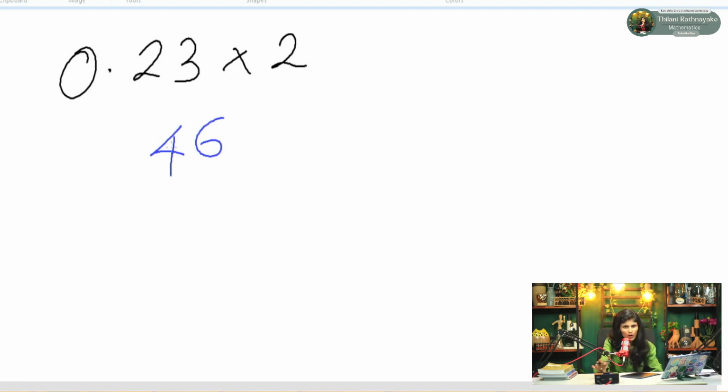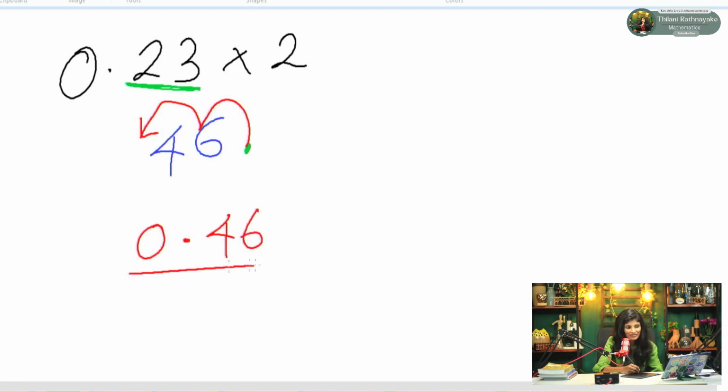But there is a problem. What is that? We have to put the decimal place now. Usually the decimal place is here, after the 6. Now we have to carry 2 positions forward, because after the decimal place we have 2 numbers. So from here, let's take 1 and 2. So now our answer is 0.46. That's it. Very easy.